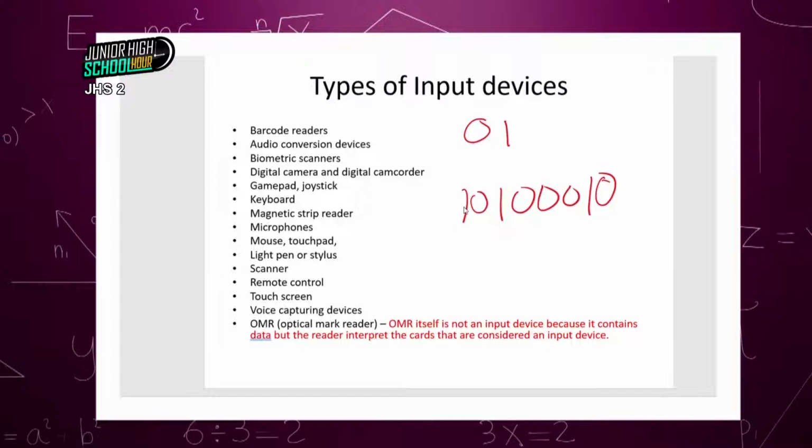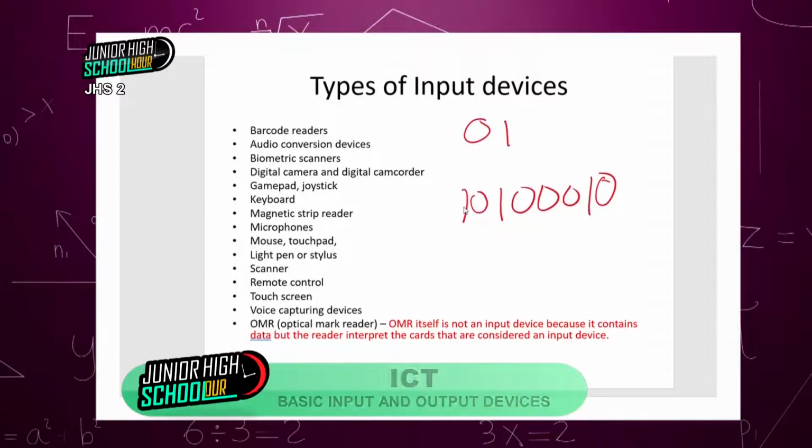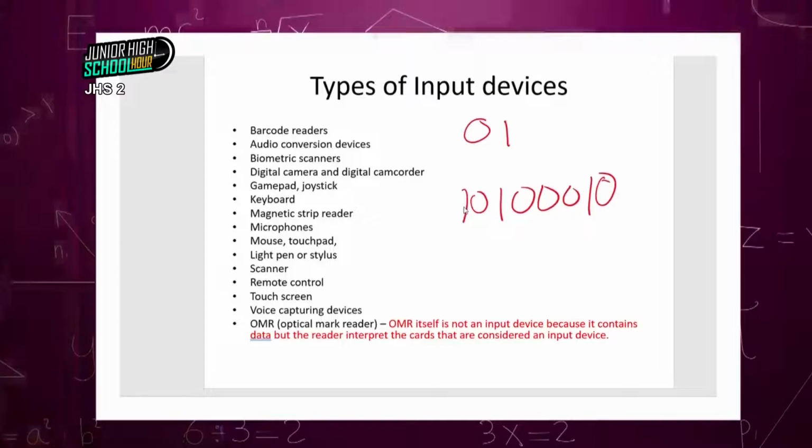Now, the optical mark reader. The information here is that the OMR itself is not an input device. That is why we have the reader. The OMR itself is not an input device because it contains data. But the reader interprets the card. That's why we are saying the OMR, optical mark reader, the reader is rather the input device. It interprets the data on the card for you. So the mark reader is the input device.